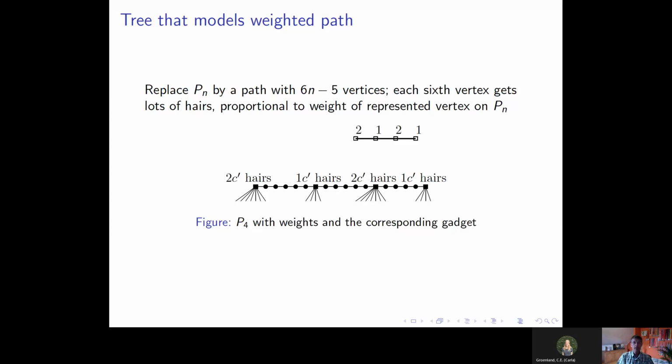Then we have a tree which models the weighted path. For every vertex from the emulation instance, we have a vertex with a lot of hairs, basically some constant times the weight of hairs. So the number of hairs is proportional to the weight of the vertex you represent. And you can see this in the picture. And between these vertex hairs, we have paths of length 6. And in this way, we model the path.